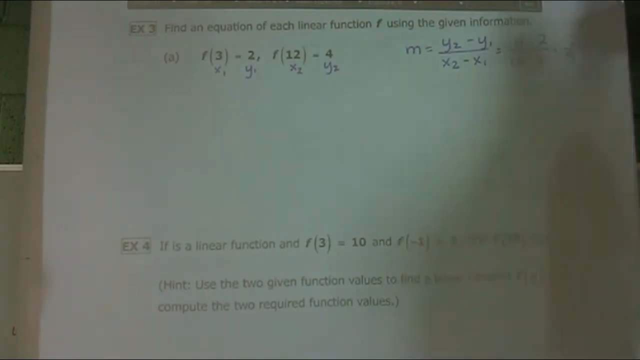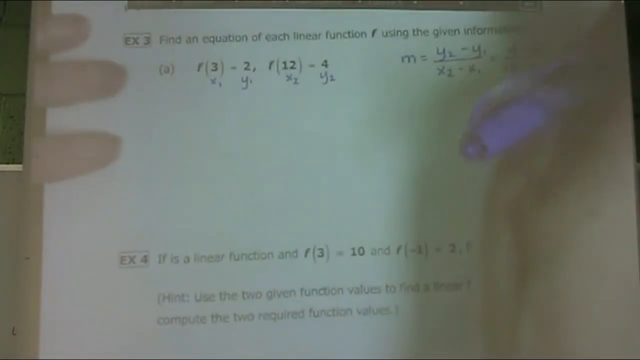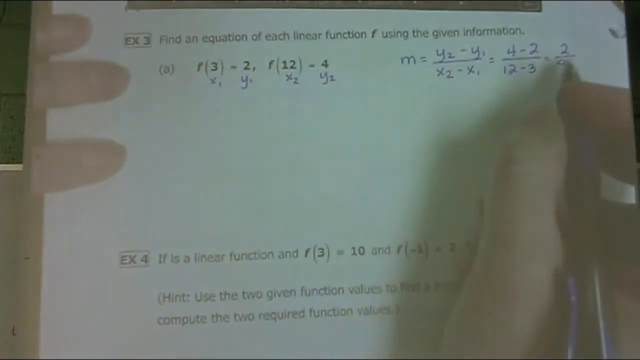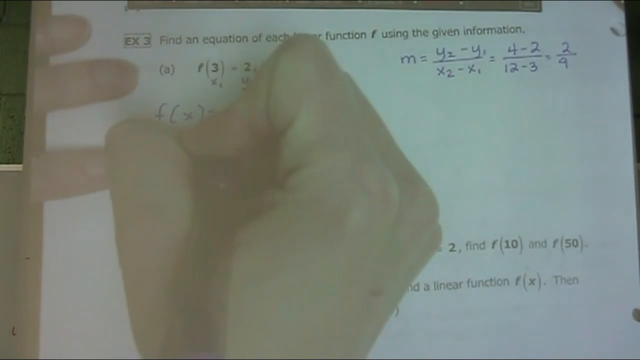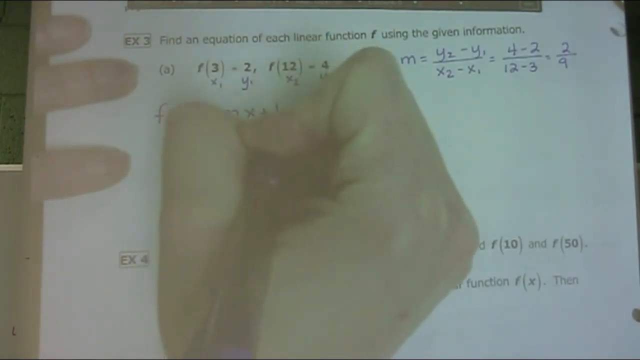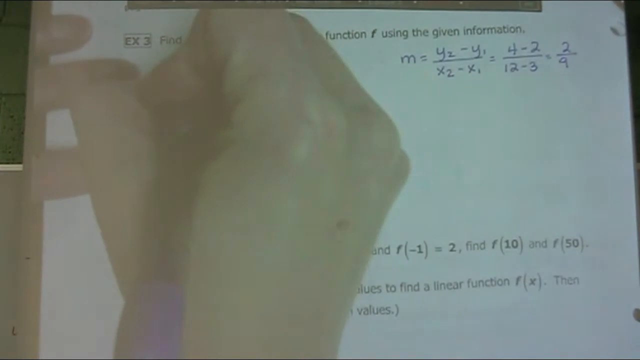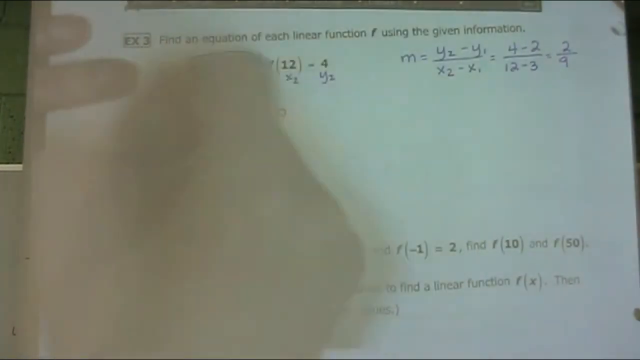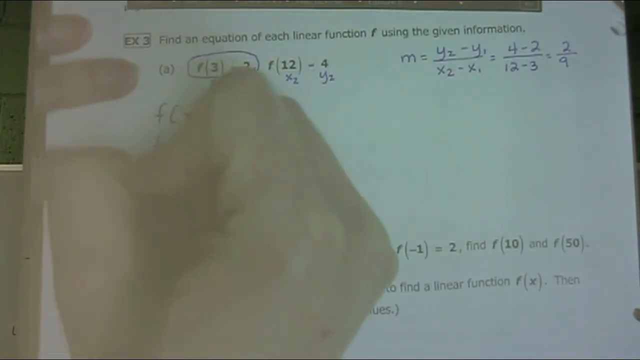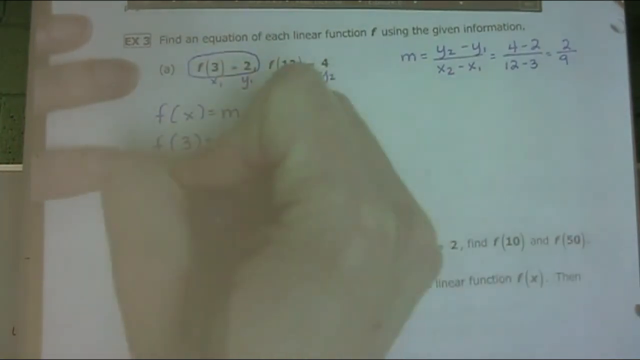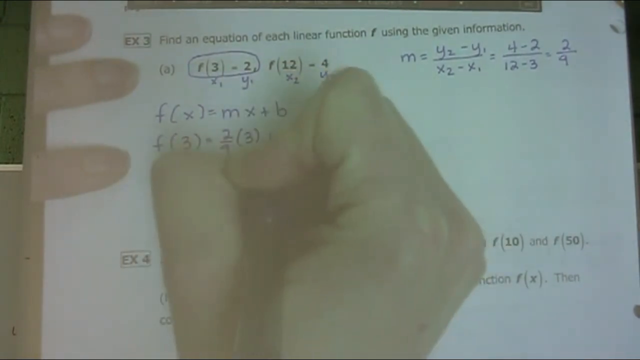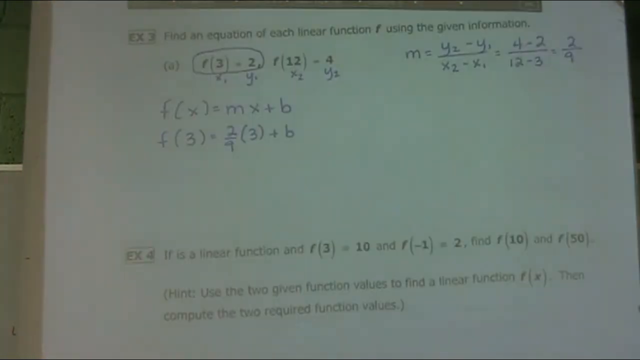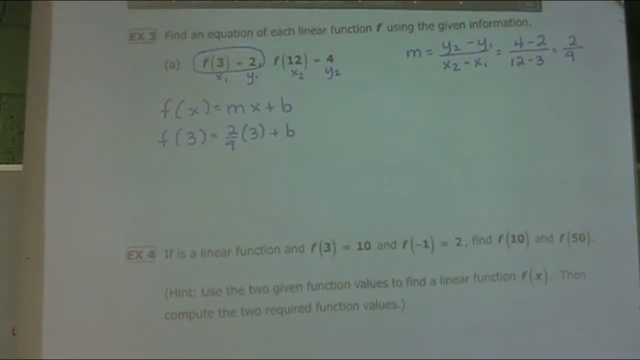All right, the next thing that we're going to do is we're going to start with our function f of x equals mx plus b. We're going to choose either one of our points, and I'm going to use this one just because. I'm going to use f of 3. So I have f of 3 equals m, which is 2/9, times 3 plus b. So I've got some fractions to work with, but that's okay.